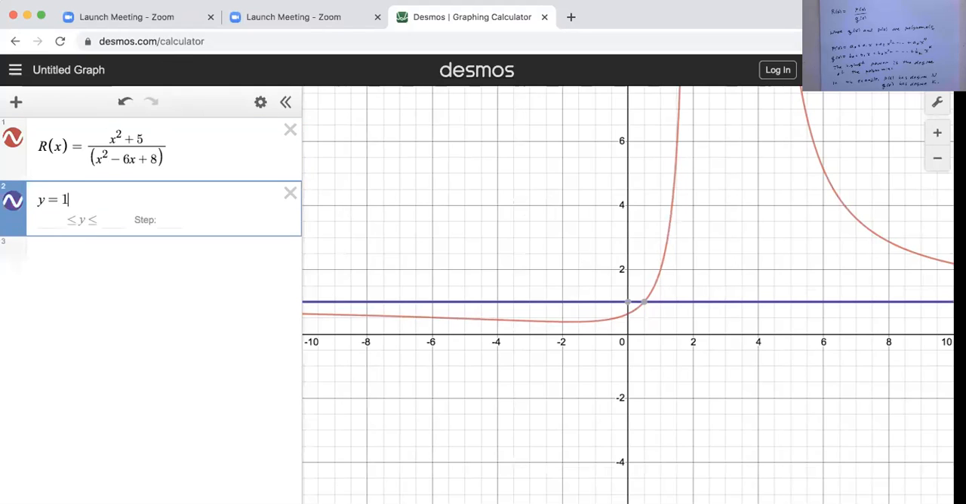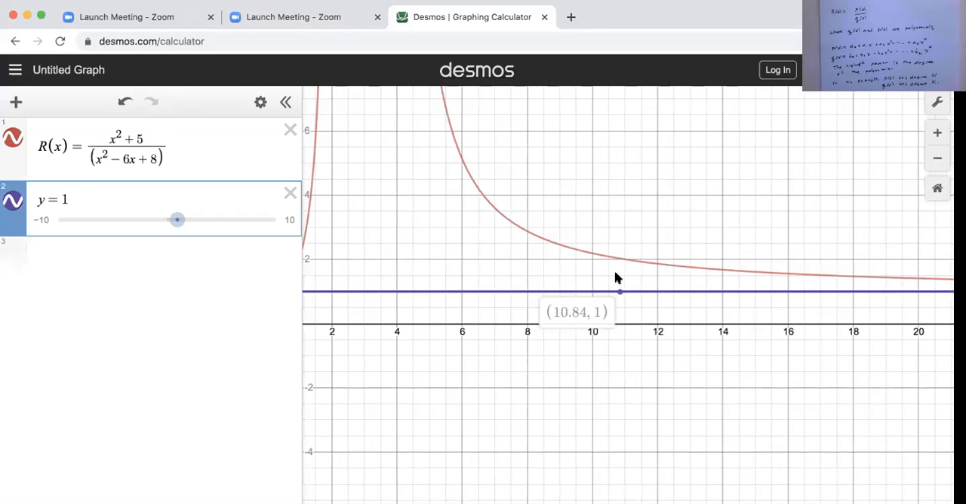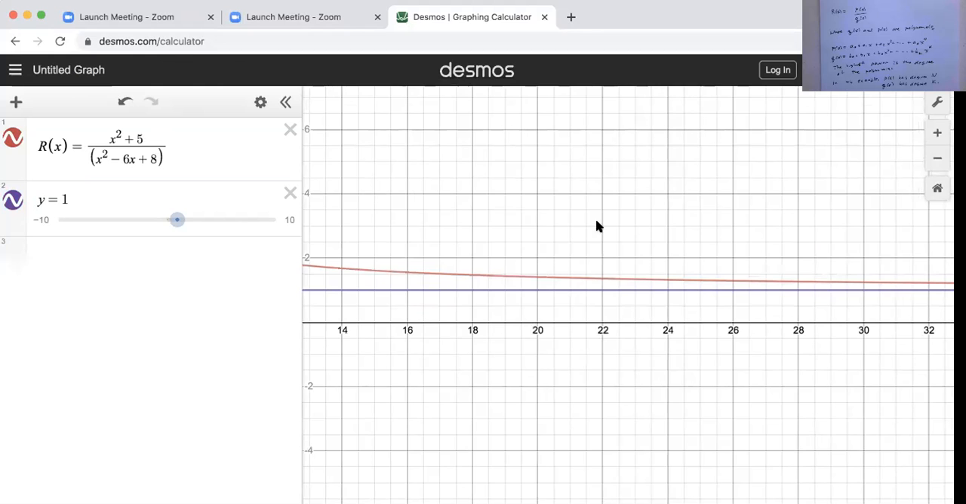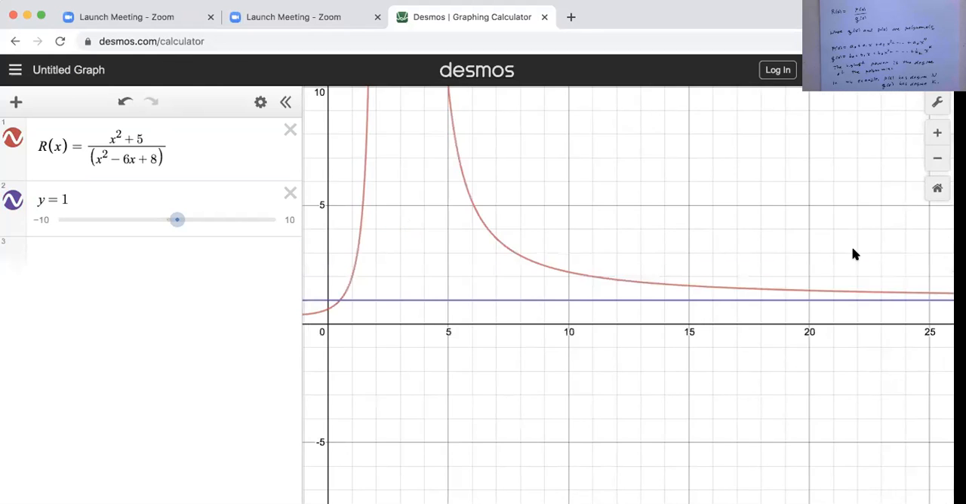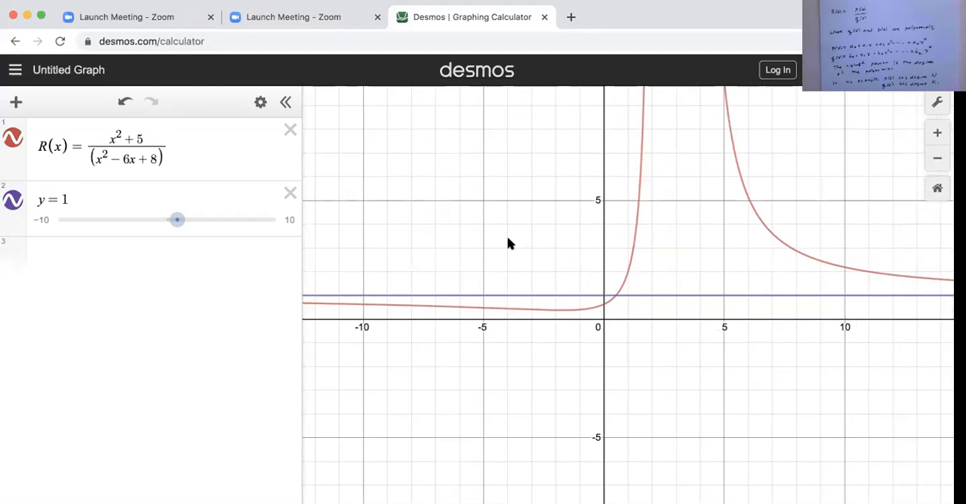A little difficult to see, but if I move it out, you'll notice how eventually the graph gets closer and closer to 1 on this side.